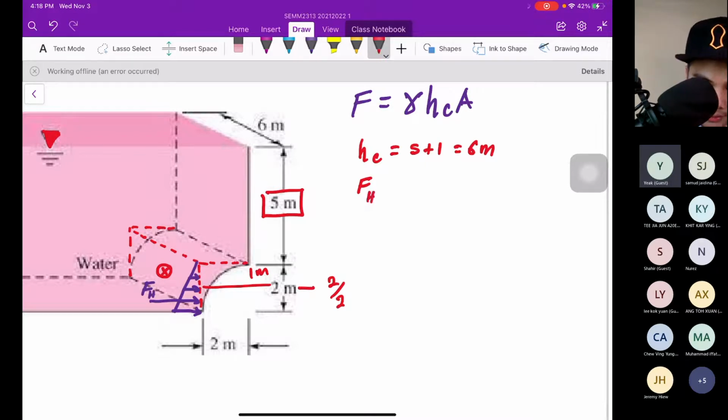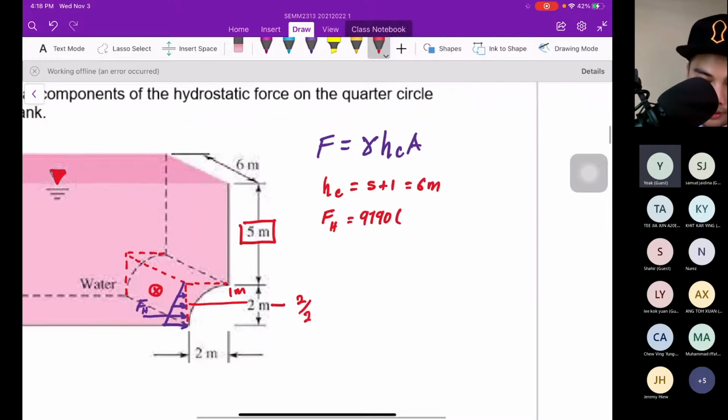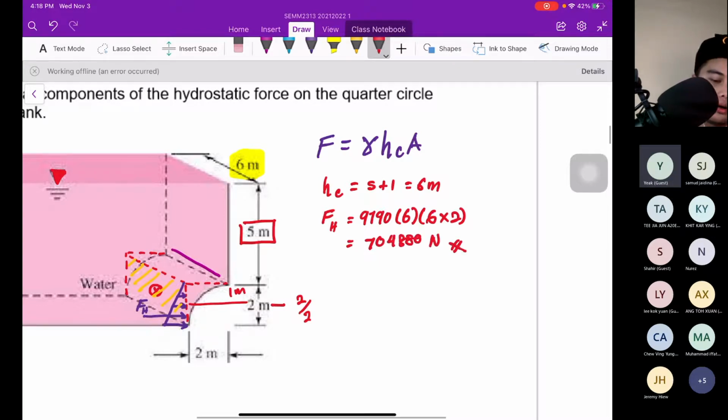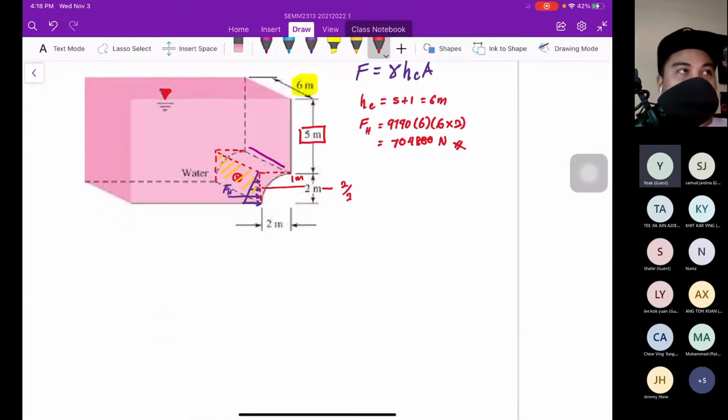Okay, horizontal force is basically gamma, 9790, multiplied by hC, which is 6 meter, multiplied by the area. So what is the area? The area is 6 meter multiplied by 2 meter. So 6 multiplied by 2 is 12. So the answer here should be 704,880 Newton.